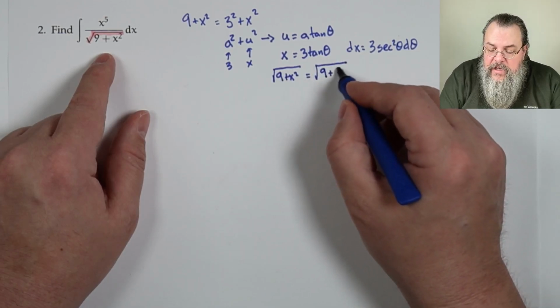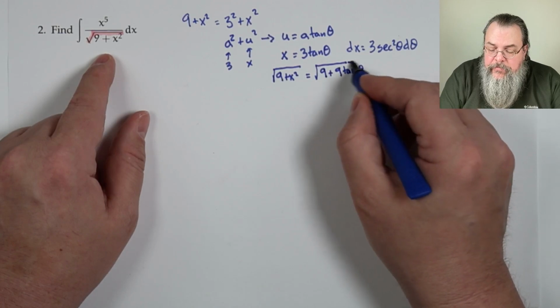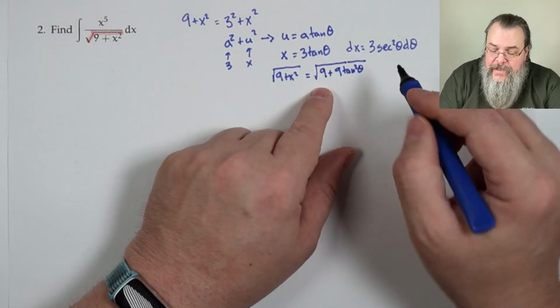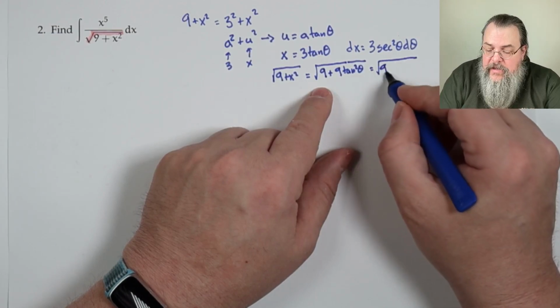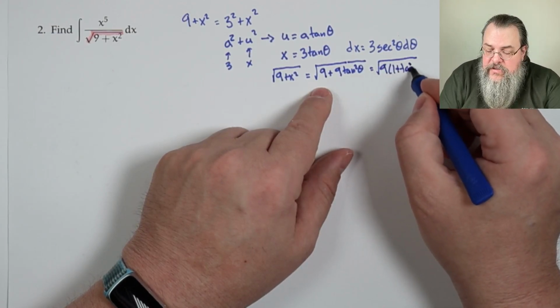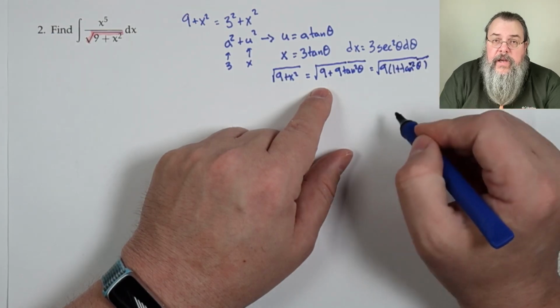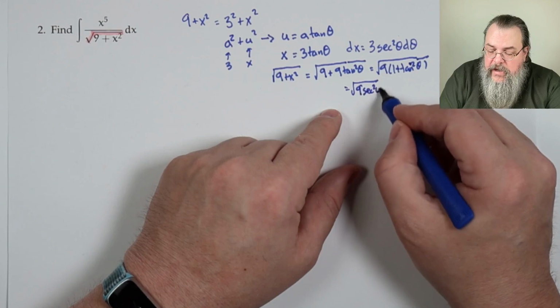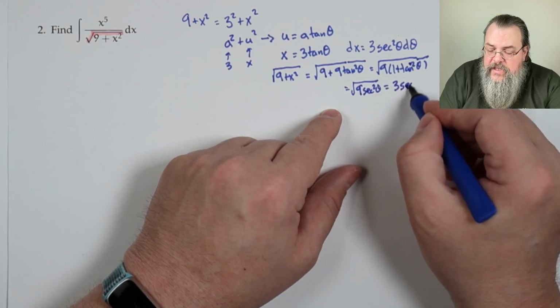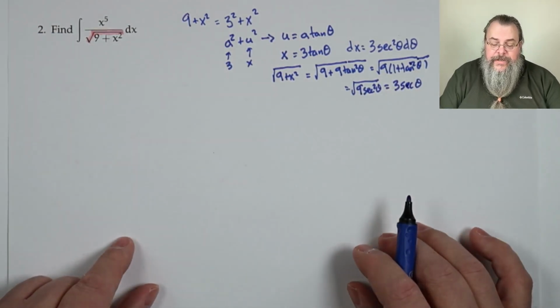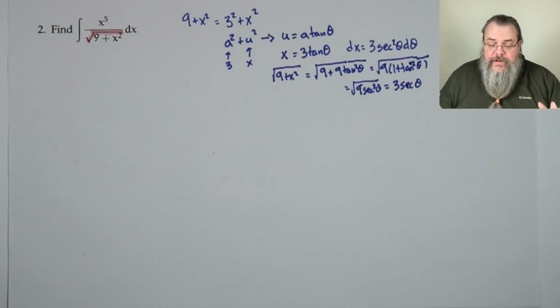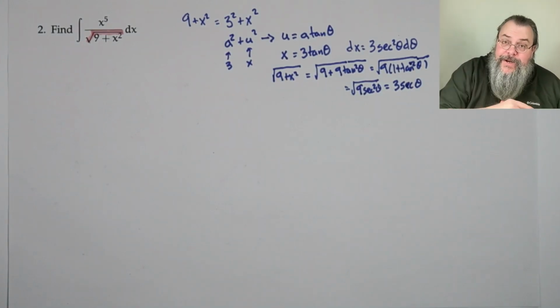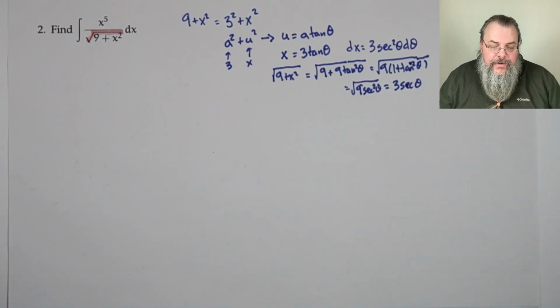So x squared would be 9 tangent squared. Here we can pull out the 9, so this is the square root of 9 times 1 plus tangent squared. That's really the square root of 9 secant squared, which is 3 secant theta. All right, so all our pieces are in place. This is not a definite integral, so we don't have to worry about the bounds. It does mean we'll have to worry about going back at the end, but for now, let's move forward, and at the end, we'll go back.